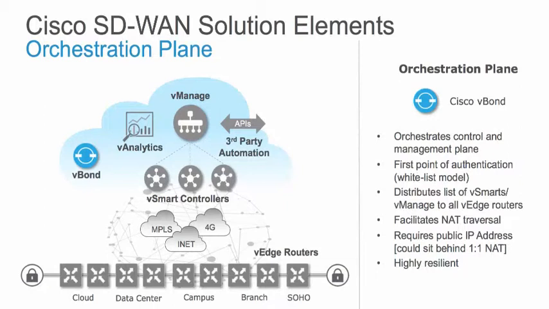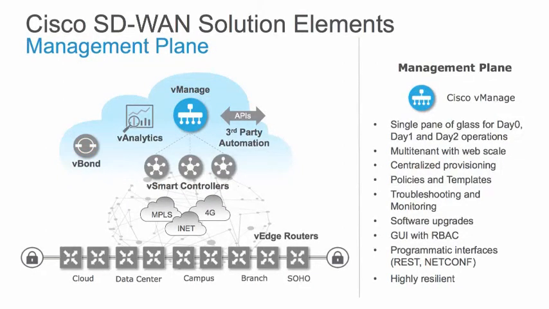All other components need to know the vBond's IP address or DNS information. It authorizes all control connections with a whitelist model and distributes lists of vSmarts to all vEdges.